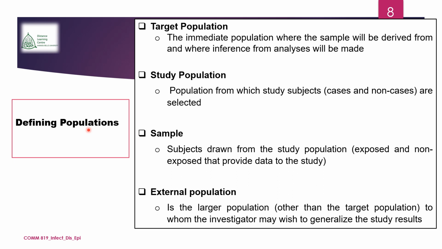So another important consideration for epidemiological study is you need to define your population, your study population. So based on this, we have different categories of study population. We have the target population. So the target population is the immediate population where the sample will be derived from and where inference from analysis will be made. Okay, then another type, we have the study population. The study population is the population from which study subjects, that is the cases and non-cases, are selected.